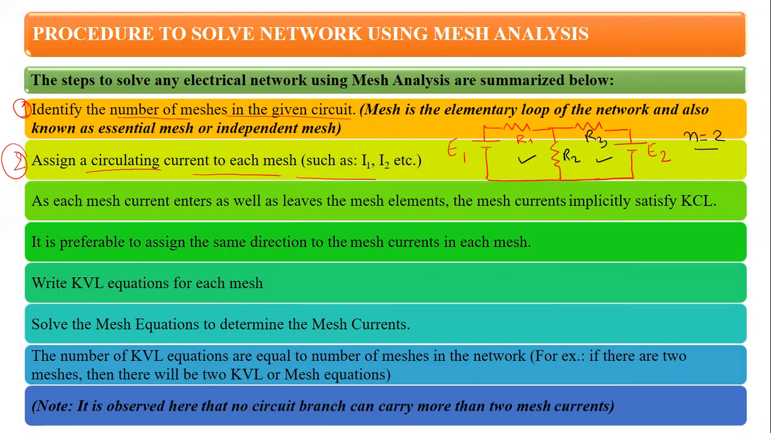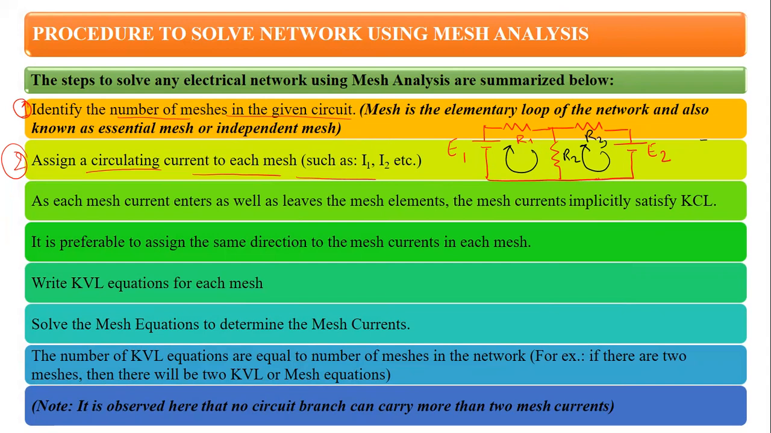The second thing is, after identifying the number of meshes, I will assign some circulating current in these meshes. You can take any direction, that is totally up to you, either clockwise or anti-clockwise. But for simplicity, we will take the same direction in each mesh. If we have taken the clockwise direction in mesh 1, we will take the same direction in mesh 2 also. That is totally for convenience.